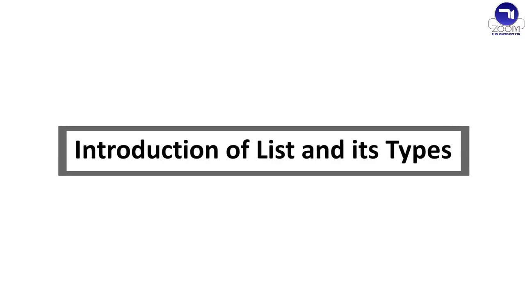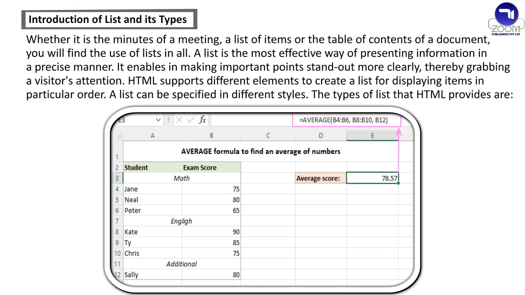Introduction of list and its types. Whether it is the minutes of a meeting, a list of items, or the table of contents of a document, you will find the use of lists in all. A list is the most effective way of presenting information in a precise manner. It enables in making important points stand out more clearly, thereby grabbing a visitor's attention.